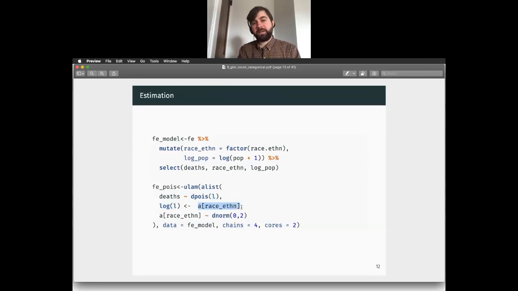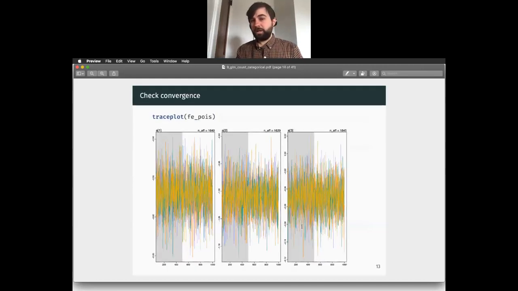We're going to specify an intercept for each racial and ethnic group. And we're going to say that those intercepts have a prior distribution that's normal 0, 2, just to allow for pretty vague locations for where those intercept terms are going to end up. I'm going to estimate it using MCMC with ulam, 4 chains, 2 cores. So here's our convergence trace plot. Looks pretty good, right? The chains are all kind of covering similar territory and appear to be mixing pretty well. So I don't have any concerns about convergence based on this trace plot.